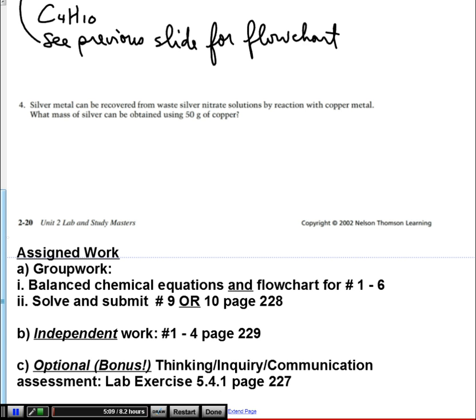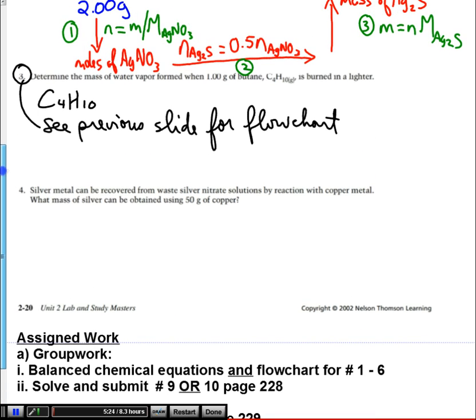If you choose to do that and submit it, I will add it to your thinking inquiry communication mark record for the semester, and that will hopefully increase your term mark for that category, or those two categories. Let's look at number 4 to close off.